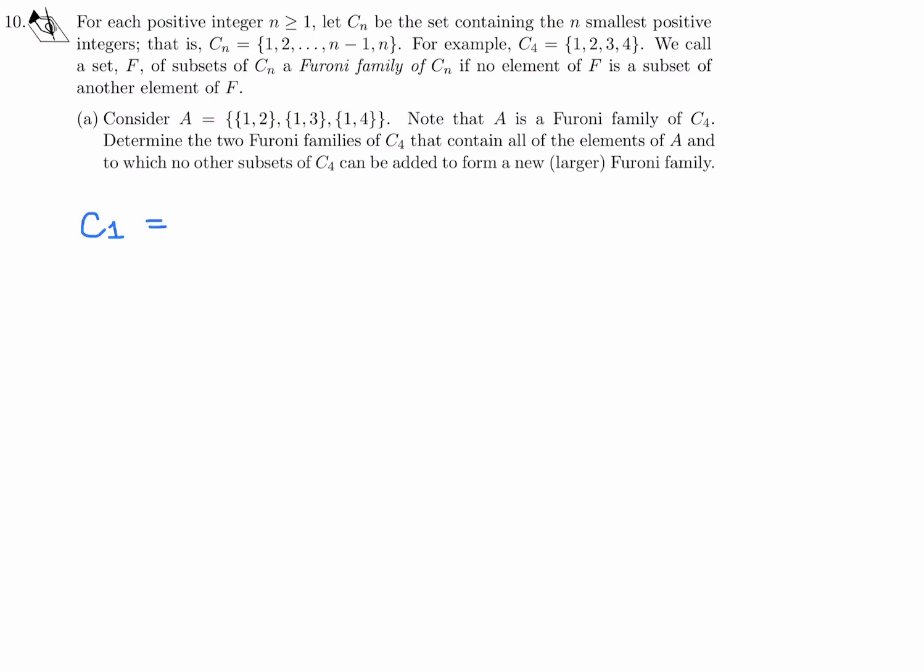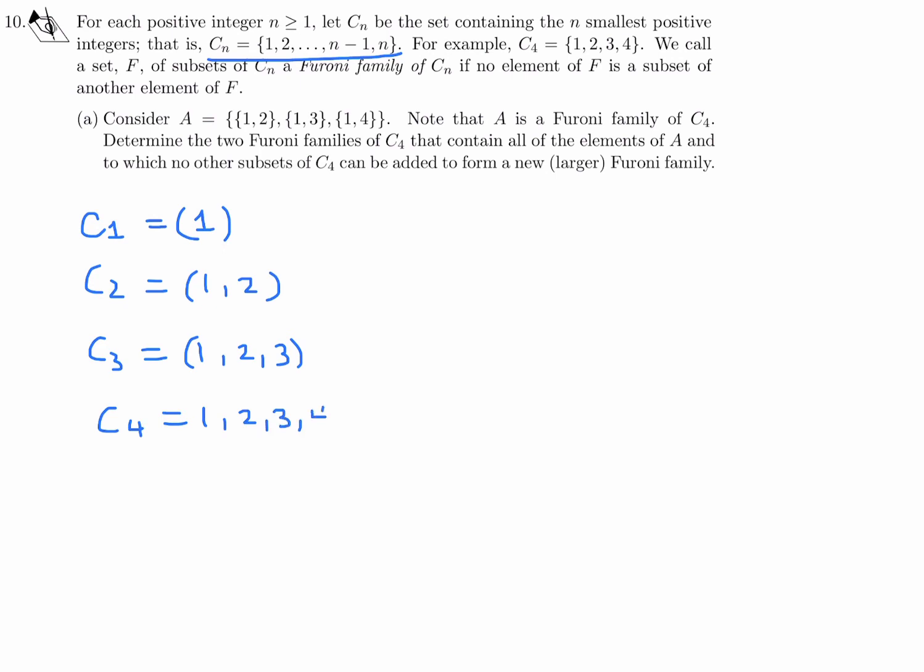C1 is just {1}, right? C2, basically according to this definition, is {1, 2}. C3 is {1, 2, 3}. And the one they give you, C4, is {1, 2, 3, 4}. So that's pretty easy to understand. But then we have to figure out all the subsets.